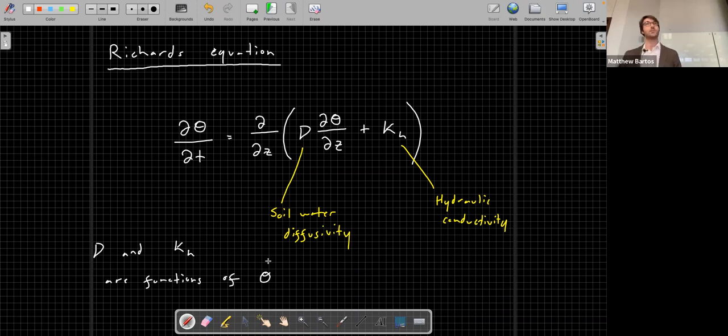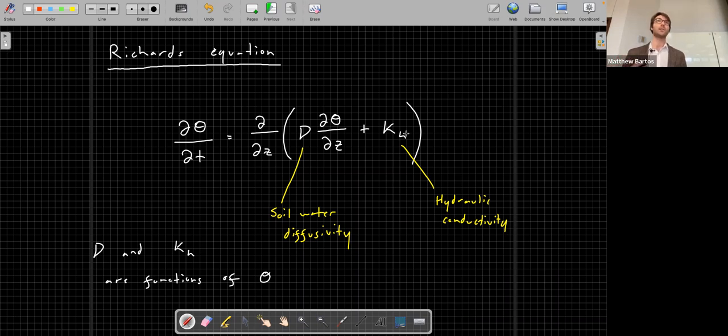Okay, so this is the full physically based model for infiltration in soil. You will almost never see this being used for stormwater though, because it's way too complicated to solve. Like I mentioned, this D and this KH are generally nonlinear functions of theta, and so you end up with a very difficult to solve equation. There's really only one stormwater model I can think of that actually implements this equation. It's called GSSHA.